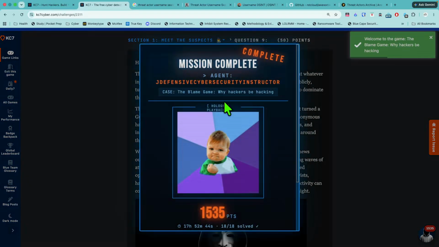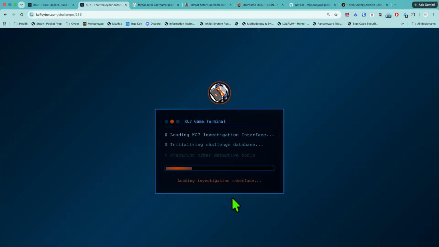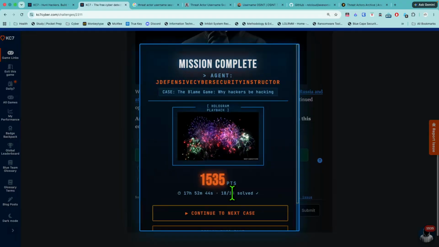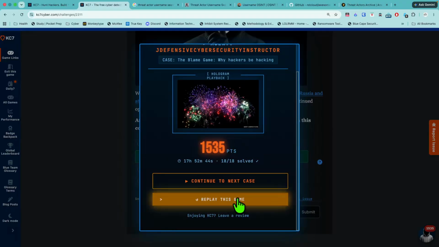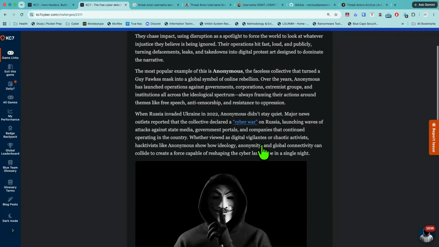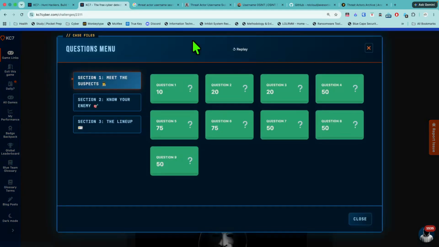I'll click replace game, and that should start from the beginning. Alright, there are 3 sections for this game. Each game varies in terms of sections. So that being said, let's get started with section 1, meet the suspects.